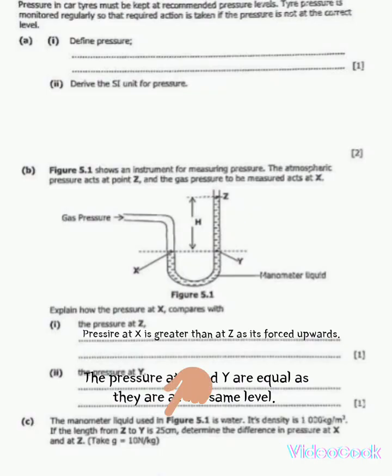Okay, now part C of the question reads that the manometer liquid in figure 5.1 is water. Its density is 1000 kilograms per cubed meter. If the length from Z to Y, or the height of the water column, is 25 centimeters, determine the difference in pressure at X and that at Z.